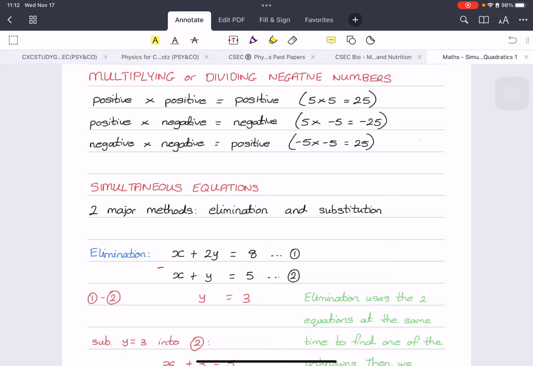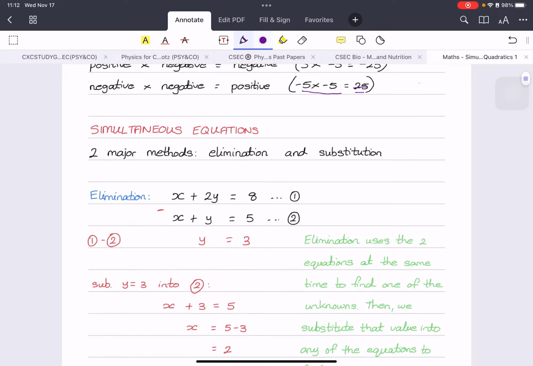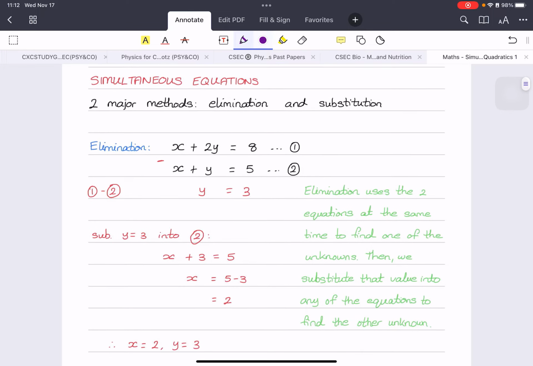Now, if you multiply a negative number by another negative number, the answer becomes positive. So negative 5 by negative 5 equals 25, right? So negative 5 by negative 5, 25. So that's just a couple rules there. So let's move on to simultaneous equations.